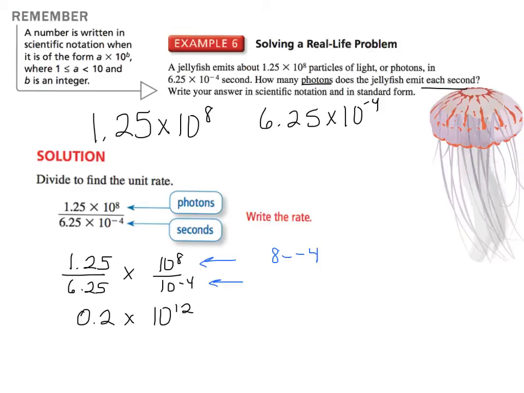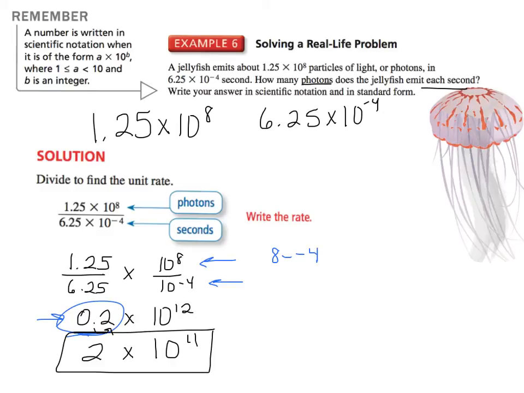But that's not my answer. And here's the huge problem. This number is not between 1 and 10. I have to make it between 1 and 10. So as you know how to do scientific notation, I make the number between 1 and 10 by moving the decimal 1 to the right. That means if I move it 1 to the right, I only then have to multiply it now by 10, 11 times to get back to the answer of 200 billion photons per second. So you could say 200 billion, or 2 times 10 to the 11th photons per second.